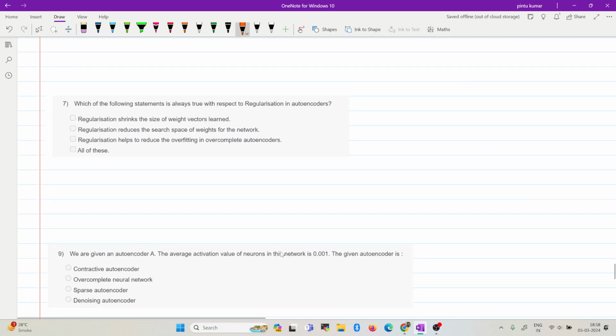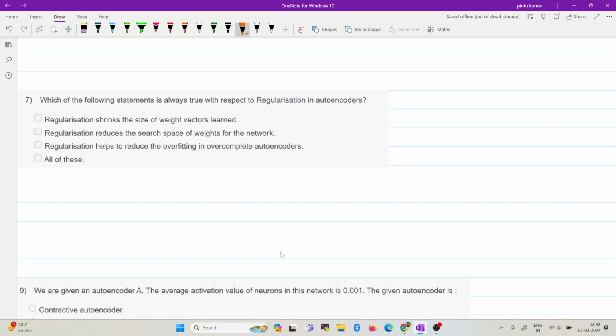Okay, so we'll try to solve some questions based on all these regularizations that we have done. So let's look at the first question. Which of the following statement is true with respect to regularization in autoencoder? It is asking which of the following statements is always true with respect to regularization in autoencoders. So what do you think? Which ones should we take?